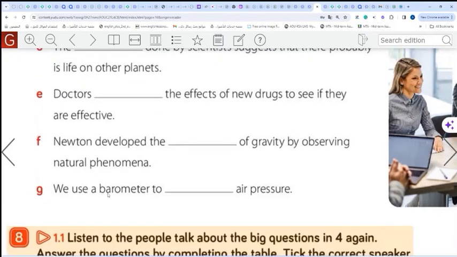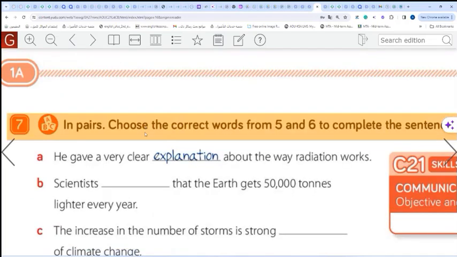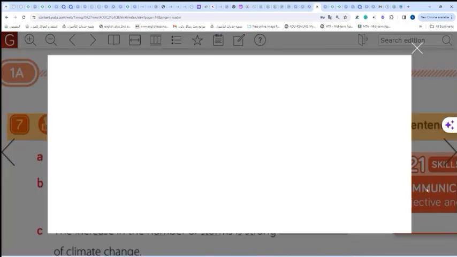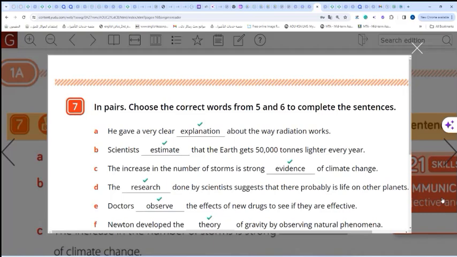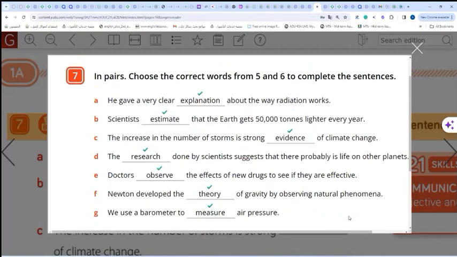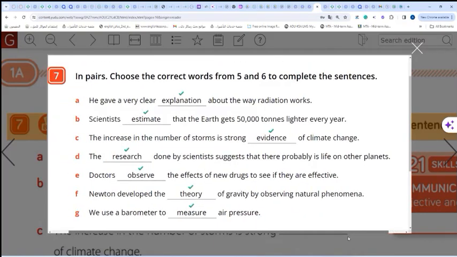Number G, we use a barometer to measure air pressure. Yes, thank you so much, dear students. Let's check your answers. So, dear students, do you understand? Should I repeat again? Is there anything that you don't understand? Okay, that's great.